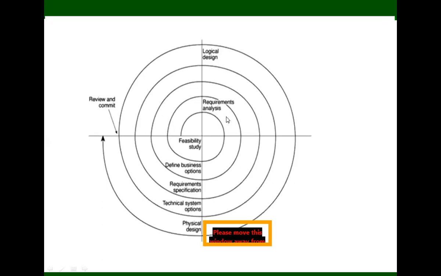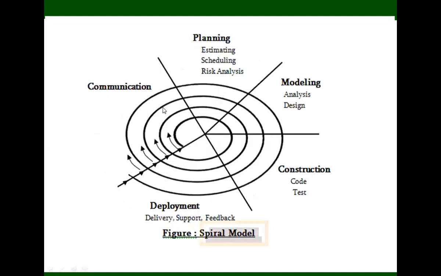This is the representation of a spiral model. Each loop in a spiral represents a phase of a software. I will explain how we use this spiral model later. This is the pictorial representation of the spiral model from our standard textbook, and I am using this example to explain it.